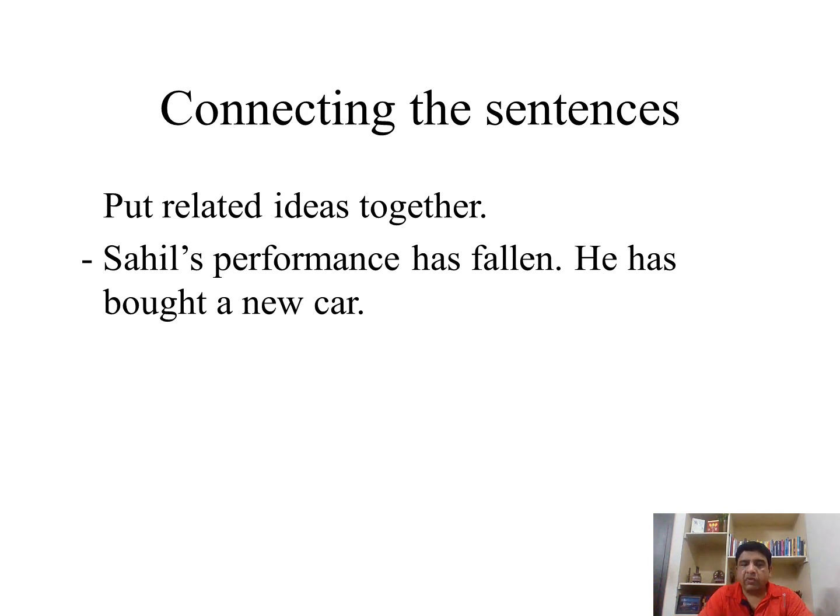For example, if we write these two sentences together: A, Sahil's performance has fallen. B, he has bought a new car. Many people might assume that Sahil's performance has fallen and hence he has bought a new car, which would be wrong. Hence, we must make sure to put sentences together when they have related ideas.